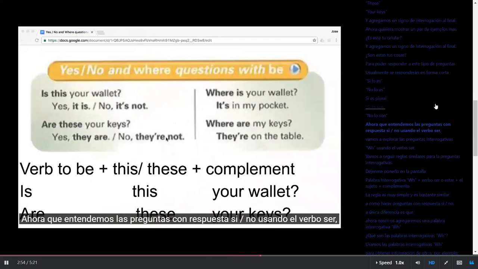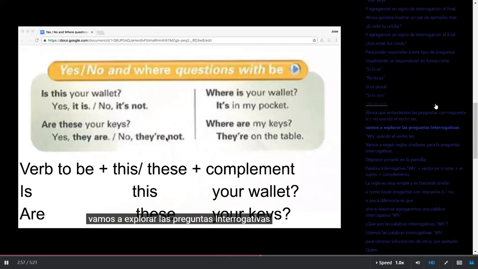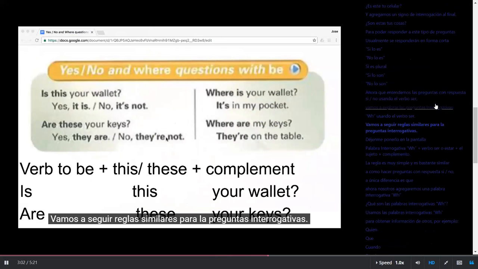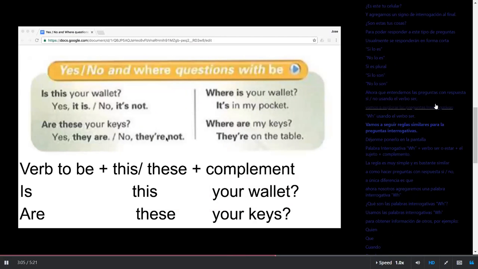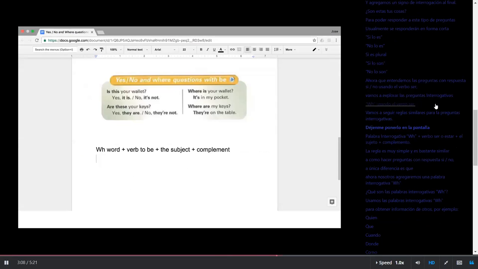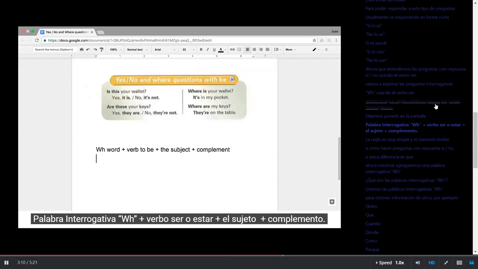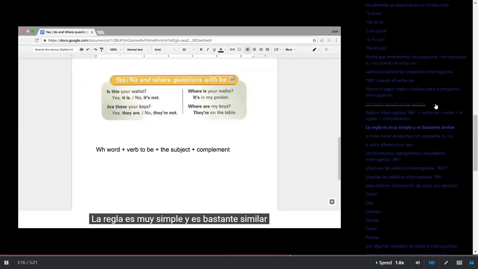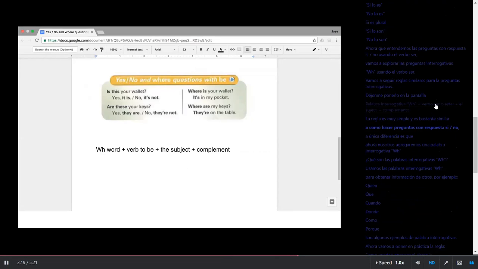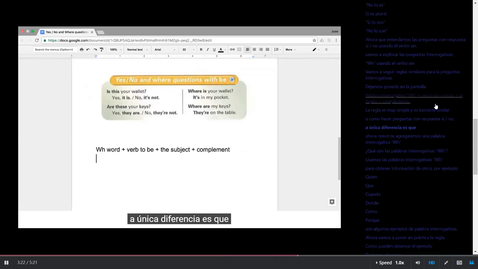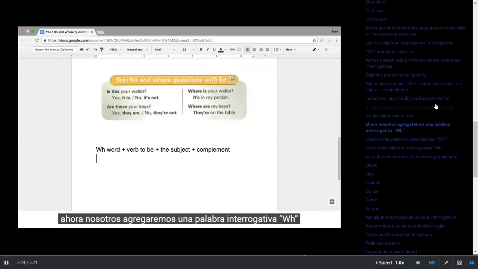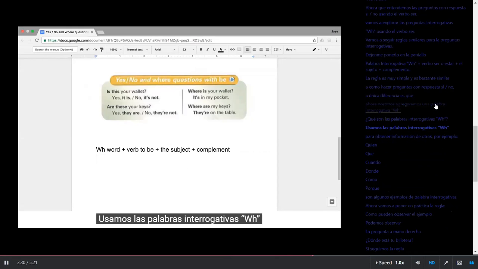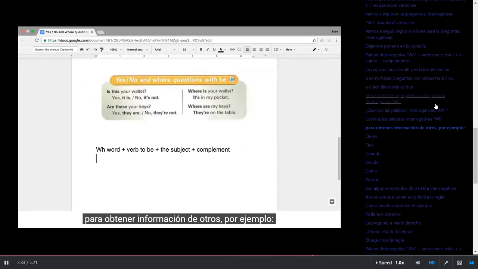Now that we understand yes or no questions with be, let's explore WH questions with be. We're going to follow a similar rule for WH questions. Let me go ahead and put that on the screen. WH word plus verb to be plus subject plus complement. The rule is very simple and it's quite similar to making yes or no questions. The only difference is that now we are adding a WH word. So what are WH words? Let me explain. We use WH words to get information from others.